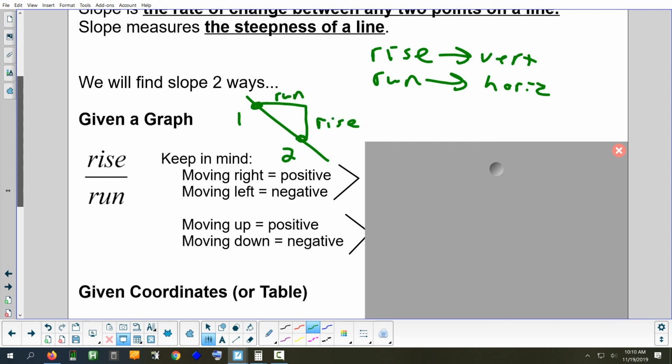Rise, run. Look at your run. In this case, to get from point 1 to point 2, does your run go left or does your run go right? It goes which way? To get from point 1 to point 2, which way does the run go?